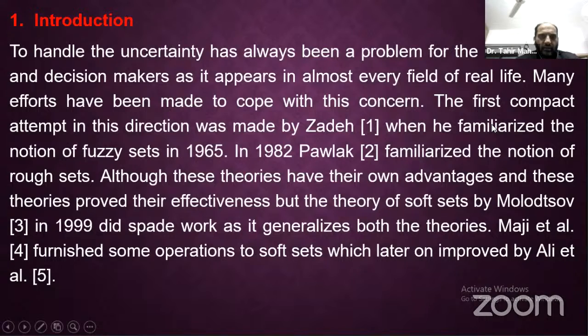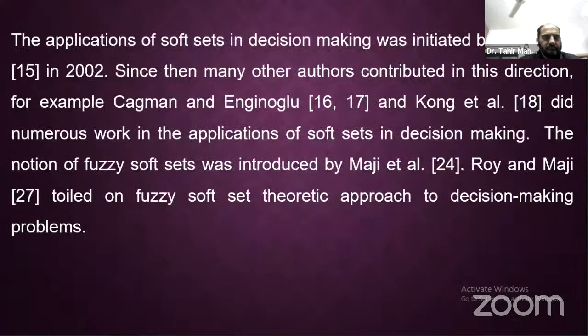The first compact attempt in this direction was made by Zadeh when he familiarized the notion of fuzzy sets in 1965. In 1982, Pawlak familiarized the notion of rough sets. Although these theories have their own advantages and proved their effectiveness, the theory of soft sets by Molodtsov in 1999 did spade work as it generalizes both the theories. Maji et al. furnished some operations to soft sets which later on were improved by Ali et al. The applications of soft sets in decision making were initiated by Maji et al. in 2002.